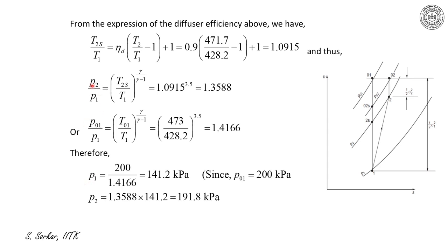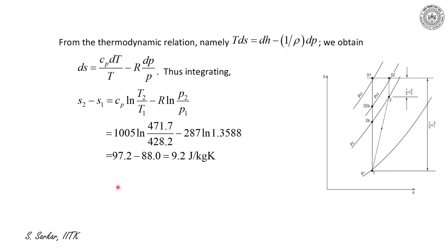Now from this ratio P2 by P1, I can evaluate P2. So P2 would be equal to 1.3588 into P1, that is equal to 1.3588 into 141.2, that will be 191.8 kilopascals, thus evaluated P2. So whatever has been asked, I have calculated here, except increase in entropy due to the diffusion process.